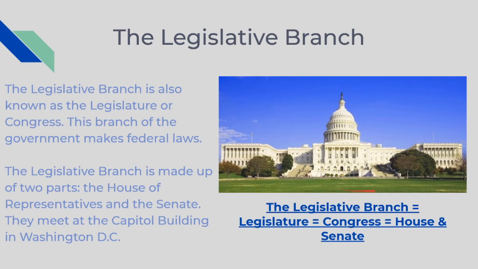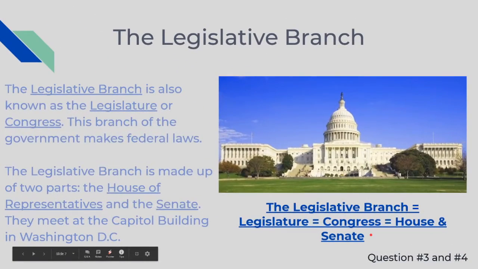Now, it is important to note this right over here. There are many names and they all mean the same thing. The legislative branch, legislature, Congress, and the House and Senate all refer to the exact same thing. They are all used interchangeably, so you may hear me say the legislative branch at one point. You may hear me say Congress at one point. Just know that I'm referring to the same thing no matter which one of these terms is used.